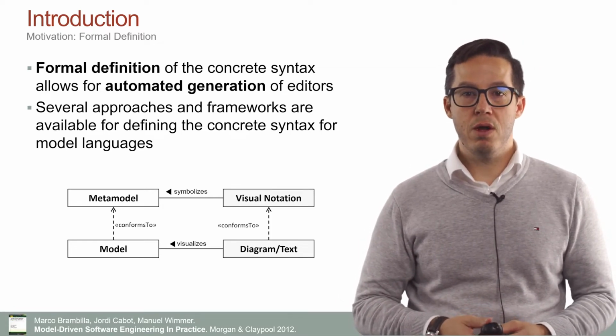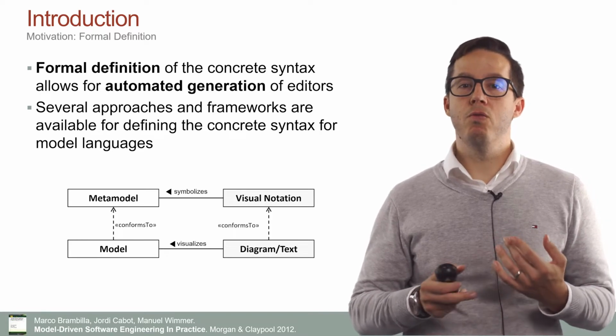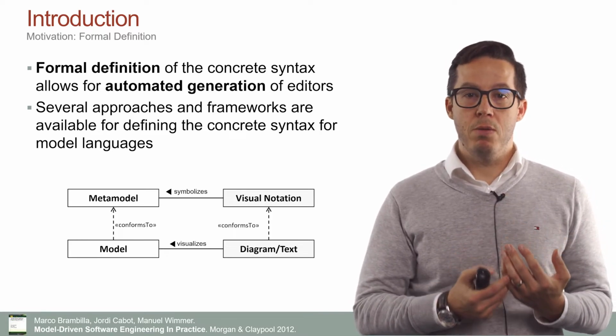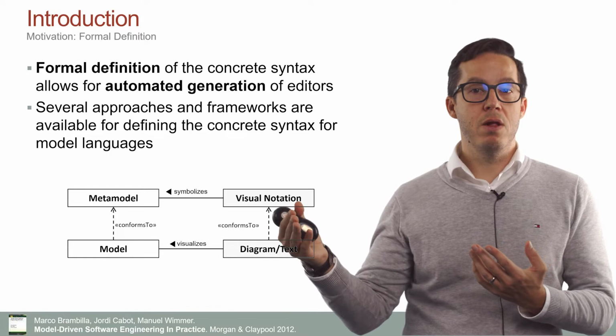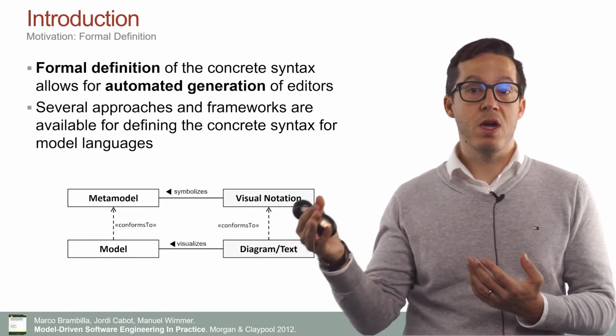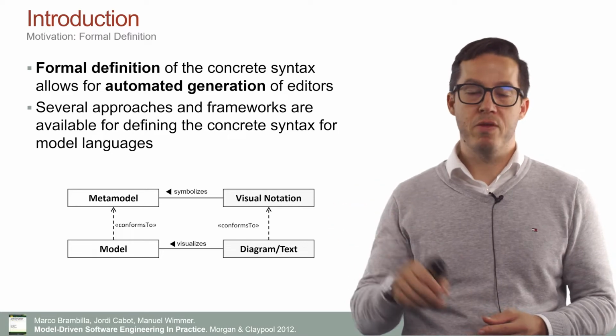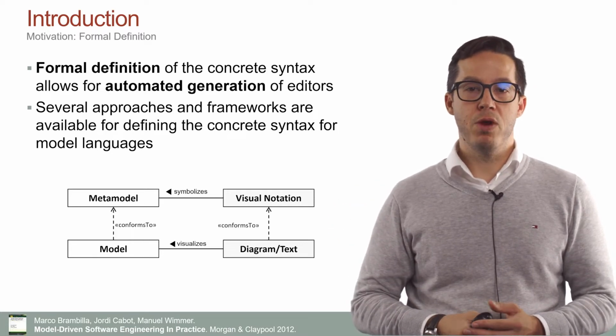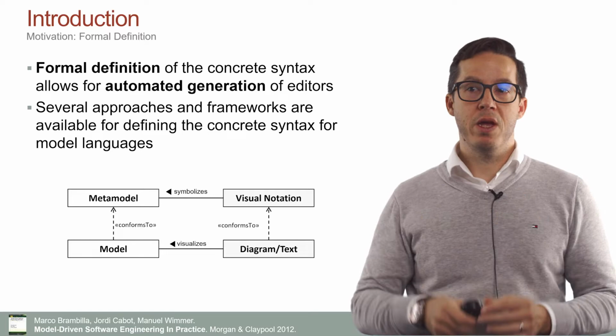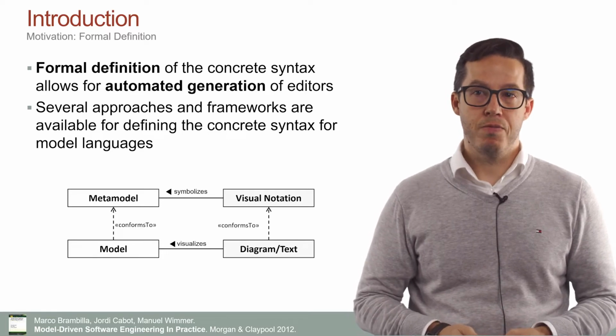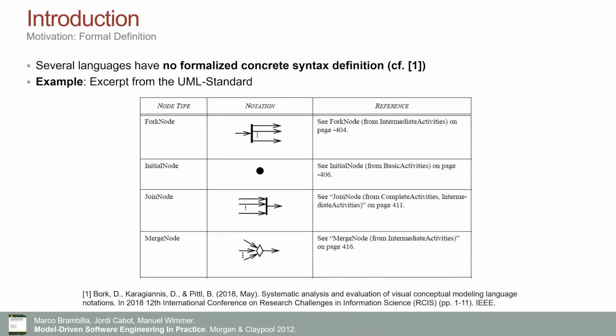What is important is that to some extent we need to map each element of our meta model to a graphical representation, to a concrete representation, either being a text or graphical shapes or a mix of both, but we need to define this mapping, and there are different ways of how to do that. If you look at the standards, we will see that many modeling languages don't go into any formal level of detail when specifying the concrete syntaxes.